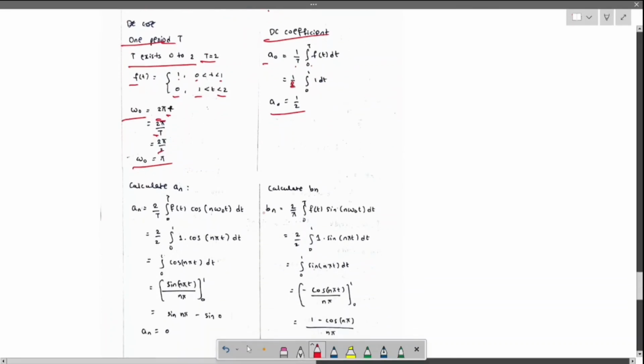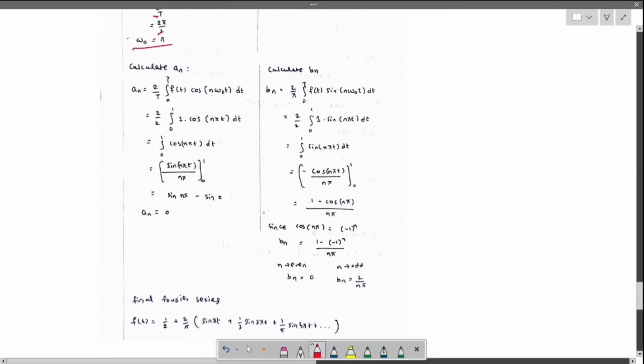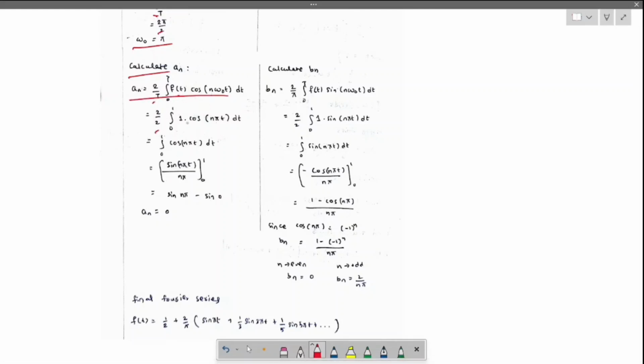Okay, let us go for the calculation of an and bn. When you calculate the an, this is the an formula. Apply the things. T means 2. F of t is 1 when it is 0 to 1. Cos n pi t, 0 to 1 cos n pi t dt. You will get the integration of cos means sine, obviously. When you apply the limits, sine n pi minus sine 0 will all result into 0. Therefore, an is 0.